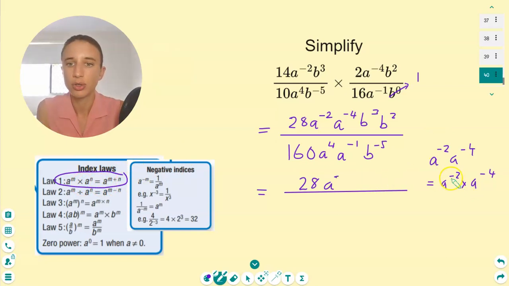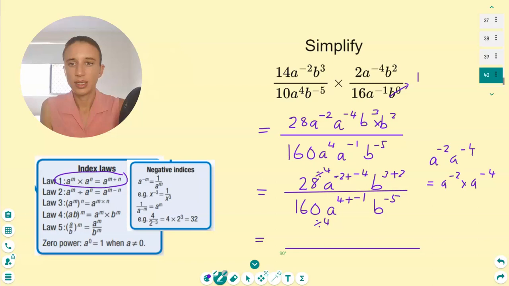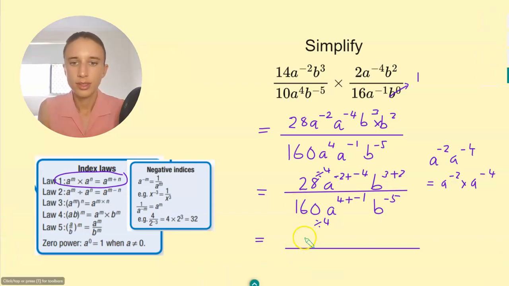So we're going to have a to the negative 2 plus negative 4. And then we're going to have b to the 3 plus 2, since there's an invisible multiply sign. And then we've got a to the 4 plus negative 1, b to the negative 5. We're getting closer. Now I see that I can simplify that fraction a bit. Now, I know that 4 is a common factor. So 4 can help me simplify within that. So we've got 7 on the numerator, and we're going to have 40 on the denominator, and then make these out a little bit better.